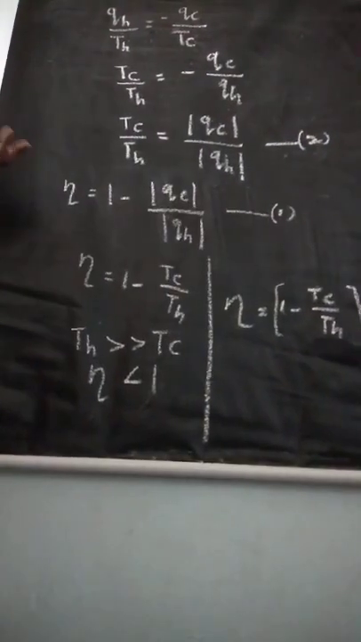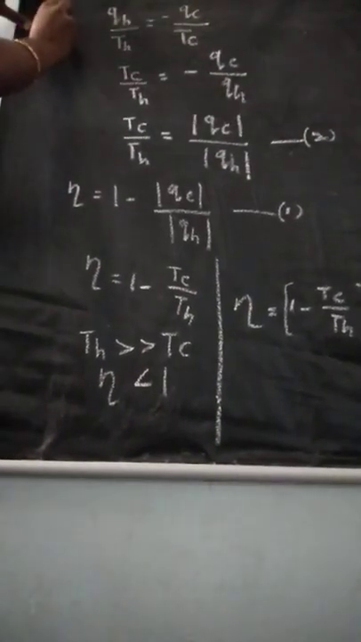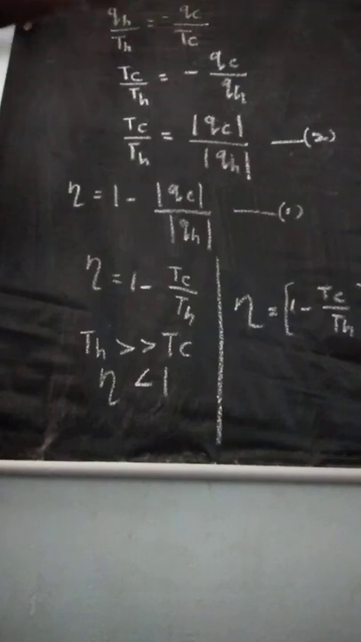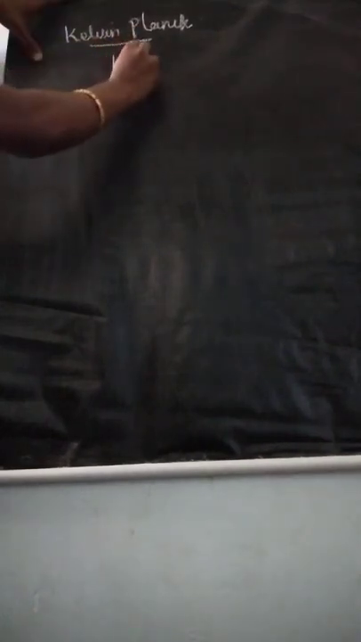Second statement, the Kelvin-Planck statement. Can you tell the statement? The Kelvin-Planck statement is: it is impossible to absorb heat energy. The second statement we learned is the Kelvin-Planck statement, which we already learned.